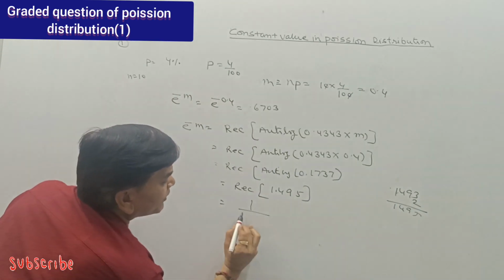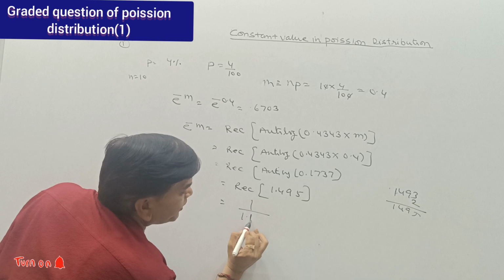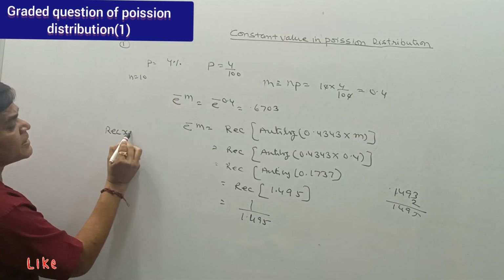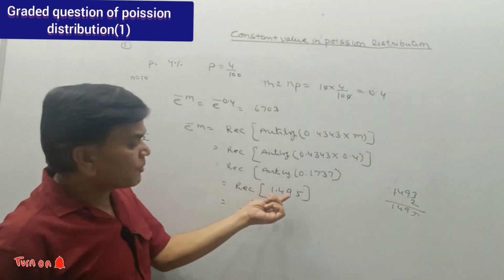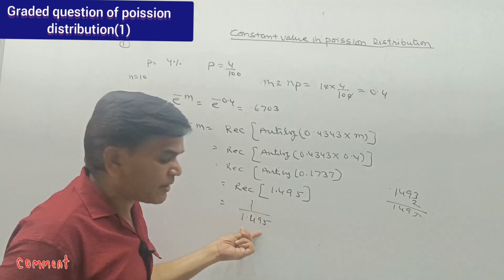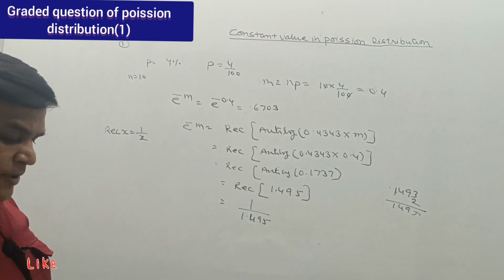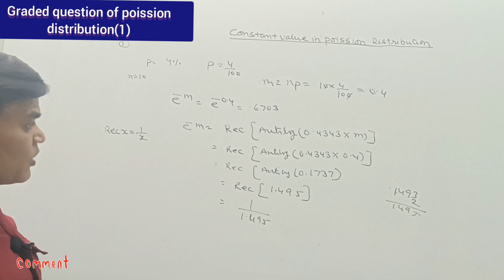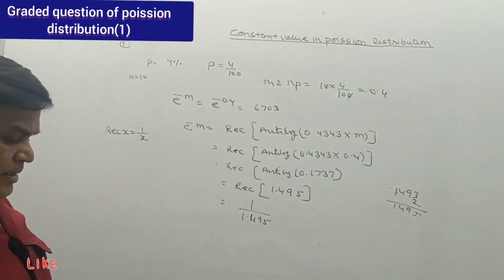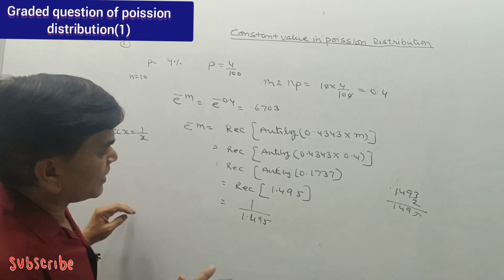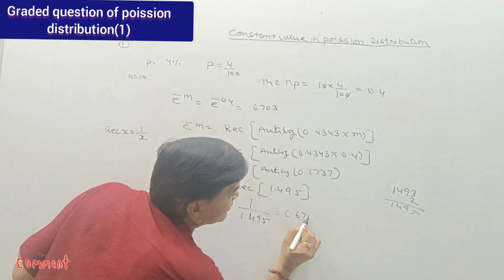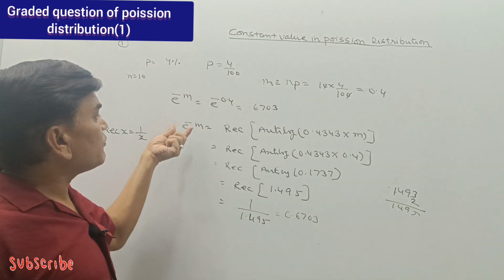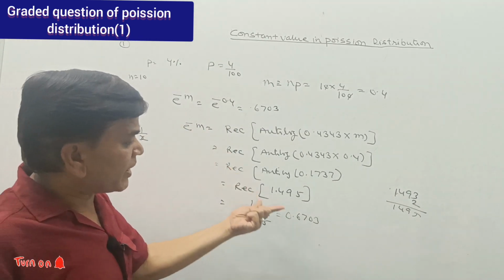So the reciprocal of 1.495. For getting the reciprocal of x, that is 1 upon x. So 1 divided by 1.495, that is 0.6703. So this is the method with which you can calculate e raised to power minus m.